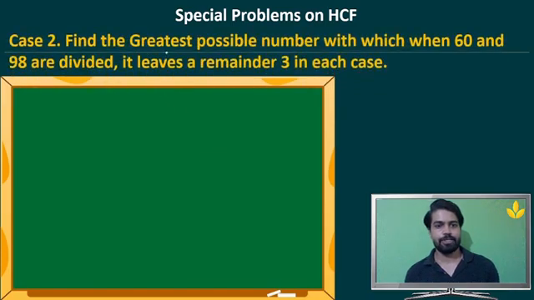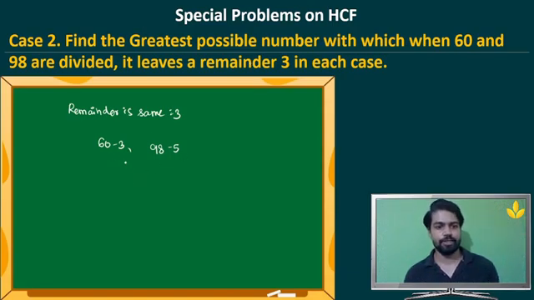Find the greatest possible number with which when 60 and 98 are divided, it leaves the remainder 3 in each case. So in the second case, we have the remainder the same. In the previous question, we had different remainders. Now the remainder is the same and the remainder is also given, which is 3. So the numbers are 60 minus 3 and 98 minus 3. We are finding the divisor, so again we are talking about a factor here.